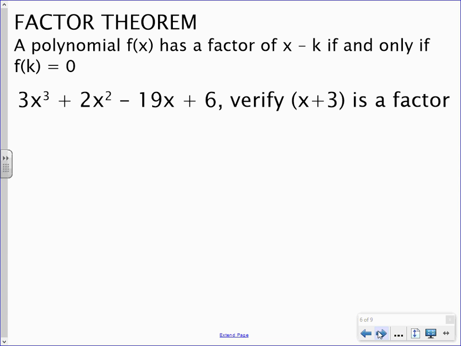So this is what I want you and your pod to talk about. In my example up here, I am asking us to verify that x plus 3 is a factor. I want you and your pod to talk about how we're going to do that. How do we verify something is a factor? 1, 2, 3, go.